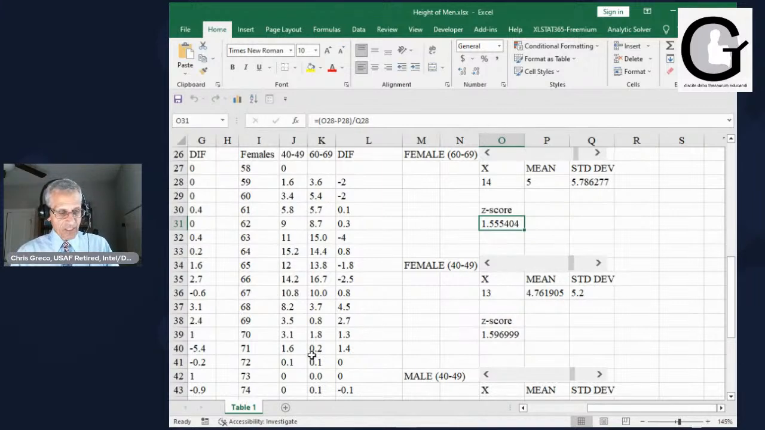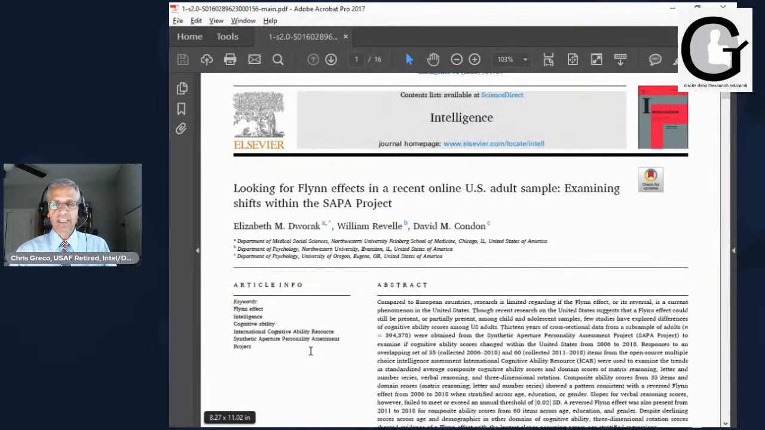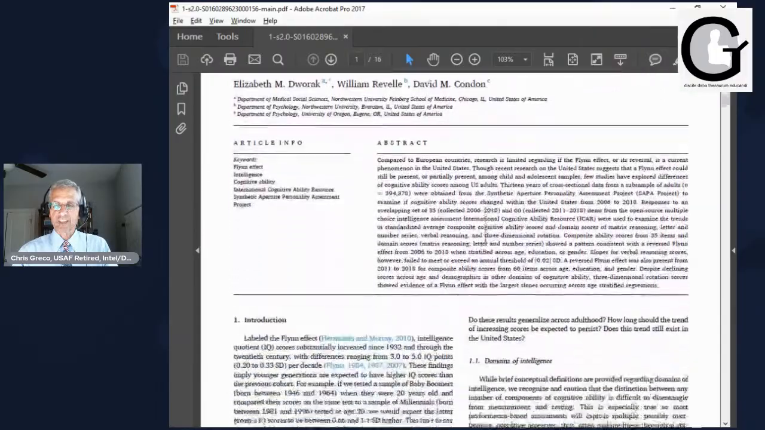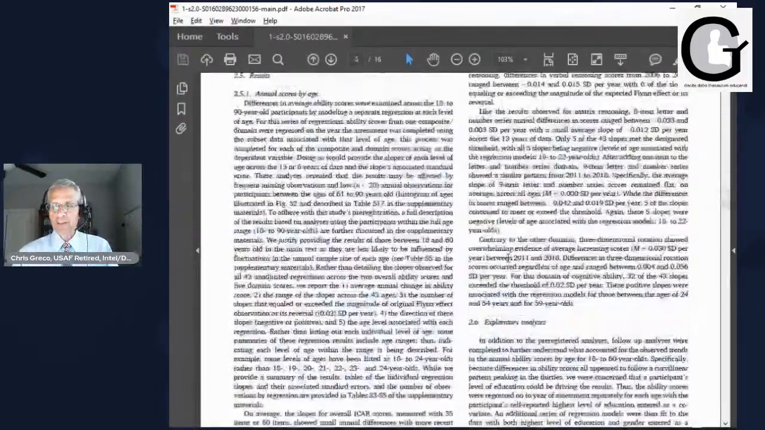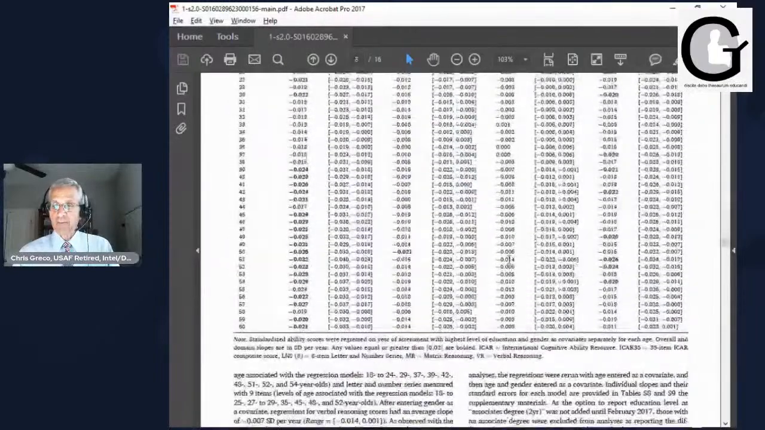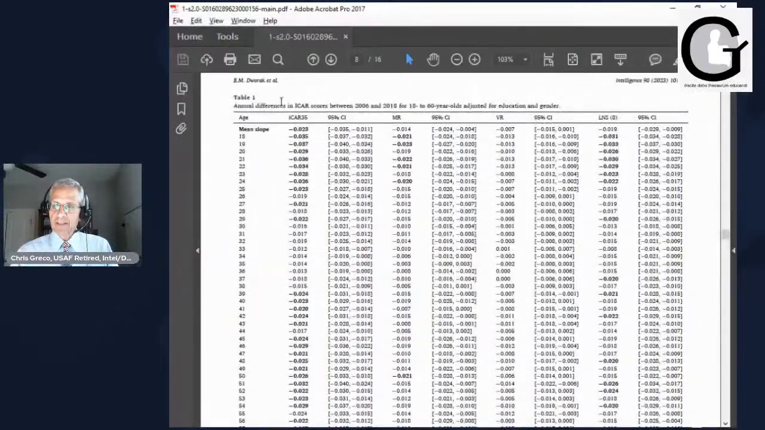So why is all this being done? Well, there's a study that was done that was basically looking for Flynn effects in a recent online U.S. adult sample, examining shifts within the SAPA project, but basically it's IQ. And the IQ thing, when they talk about it, I'm just going to roll down here to the actual data. It's a good study, folks. But here's what we have.